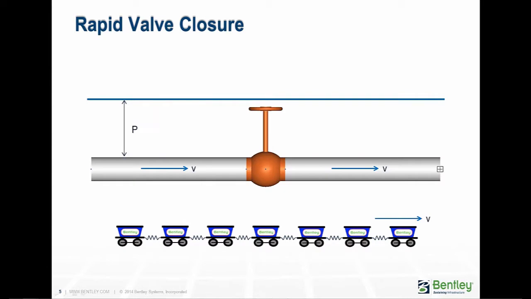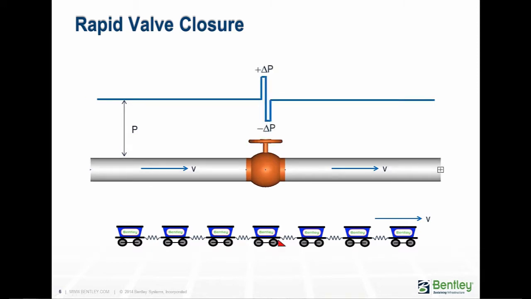So let us consider the case of valve closure or opening. During normal steady-state operation, the system remains in equilibrium with a constant pressure or head and flow along the pipe. The pressure head in the pipe is represented by the blue line, and the movements of the contents can be represented by the train trucks that are all moving along at the same velocity.